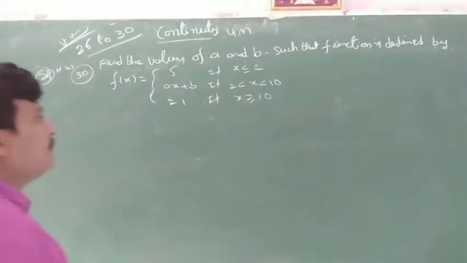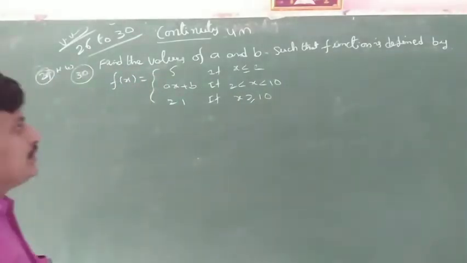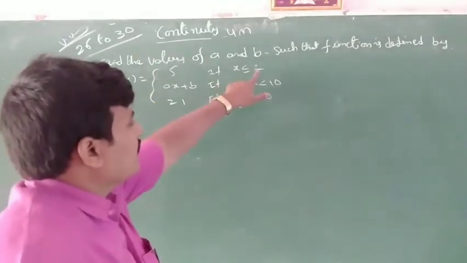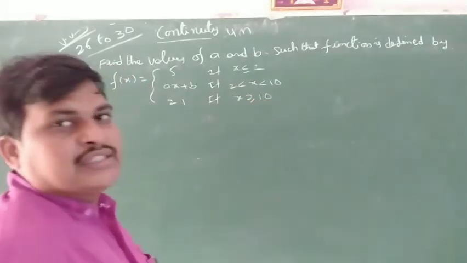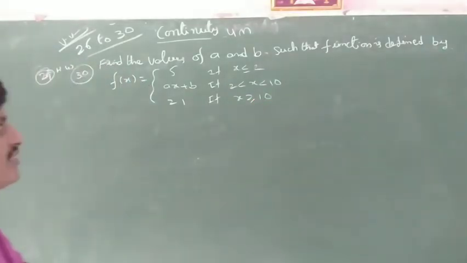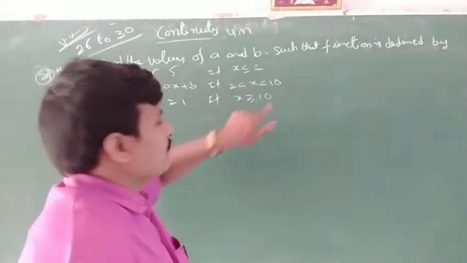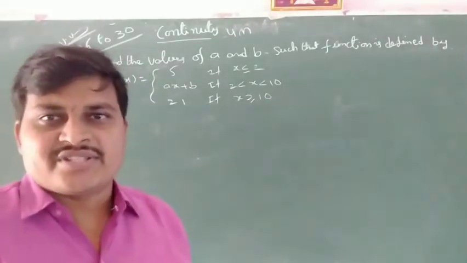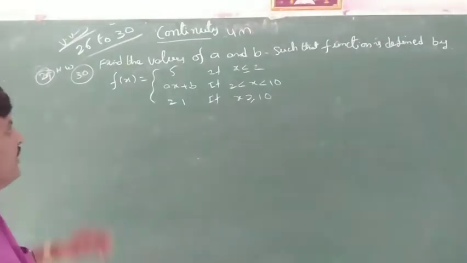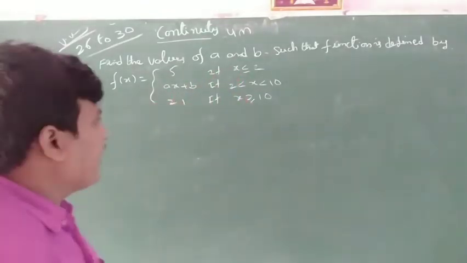In the given problem, look at this. Two points are there. At these 2 points we have to check compulsorily, because we need to find out the A and B values. Okay.